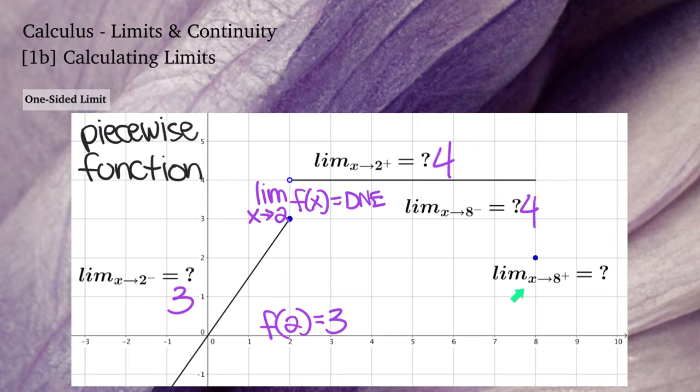Finally, the limit as x approaches 8 from the plus side, the positive side, the right-hand side. What is that? This is tricky. Some mathematicians might say it's impossible because you can't get arbitrarily close to that point from the right side. You can't let x get closer to 8 from the right side because there are no x values to the right of 8.